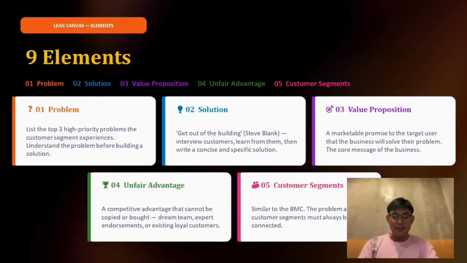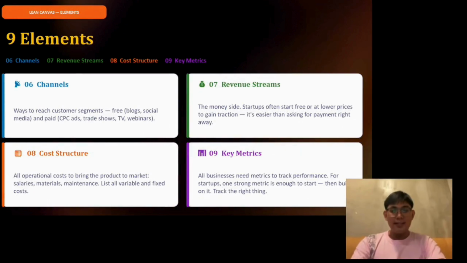And next is the customer segments. Similar to BMC, the problem in the customer segment must always be directly connected. In short term po, customer segments is the target customer, whom you want to give service to. Next element is the channel. Channels are the ways on how to reach the customer segments. For example po, through Facebook, TikTok, or any advertisement that can catch the attention of our target customer.